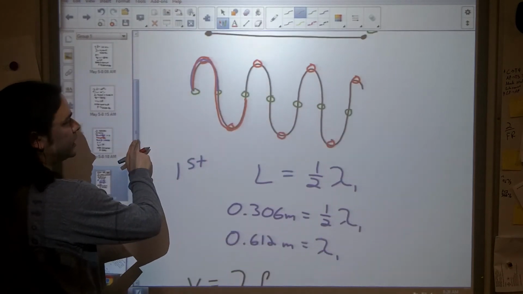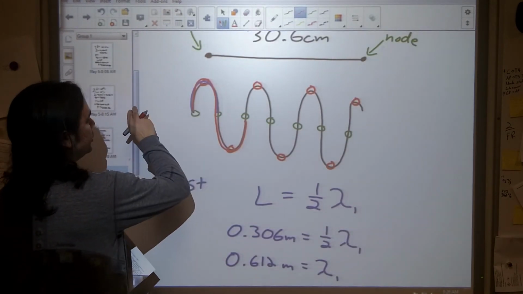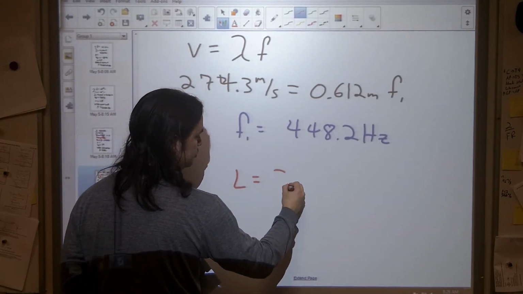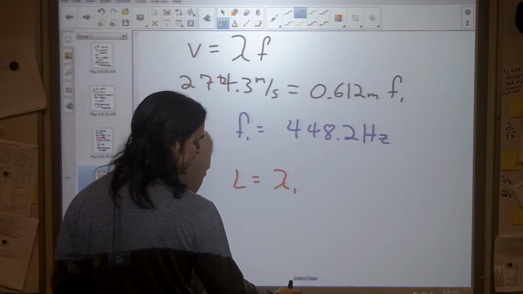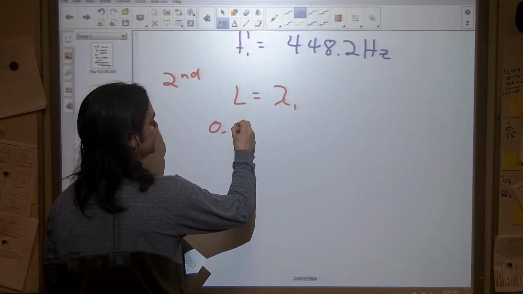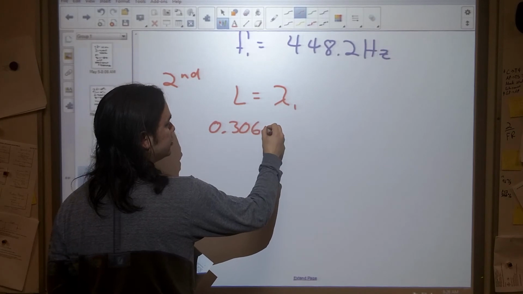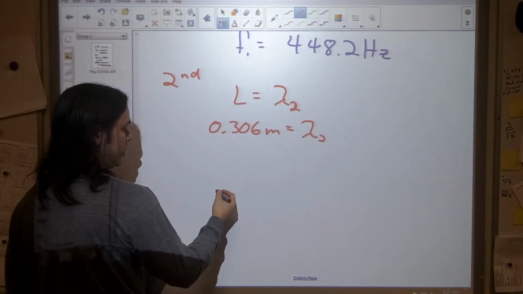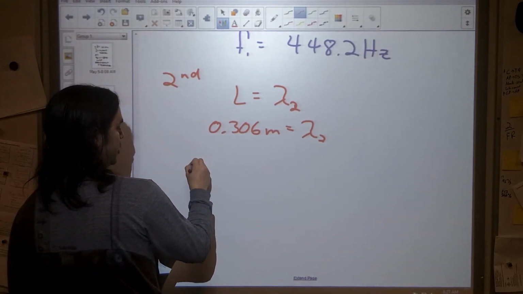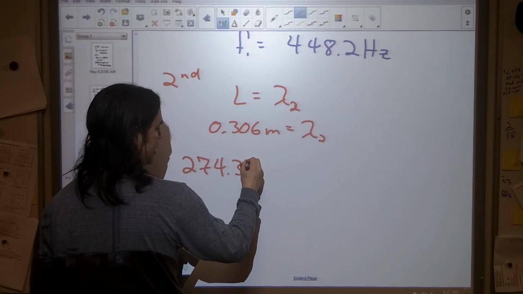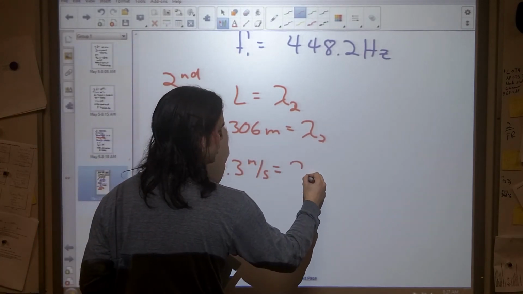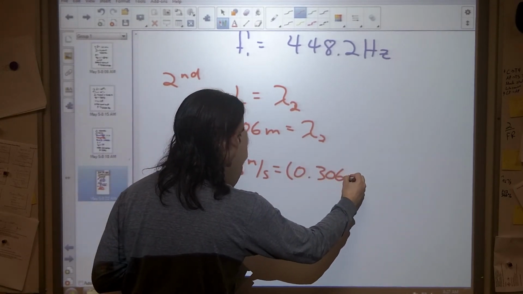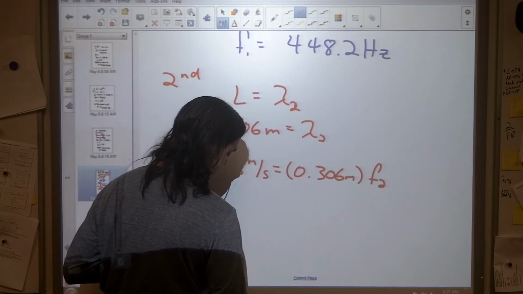Great. Well, now I've got one complete wave in there, so I know that my length is equal to just lambda, the wavelength, 1 times lambda. I know that my wavelength is therefore 0.306 meters equals lambda 2. So then we can work through this. We've got our speed, 274.3 meters per second, equals lambda 2, which we know is 0.306 meters, times frequency 2.